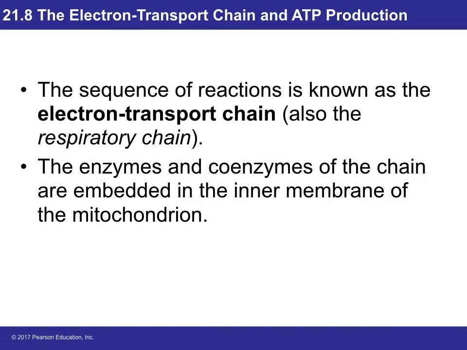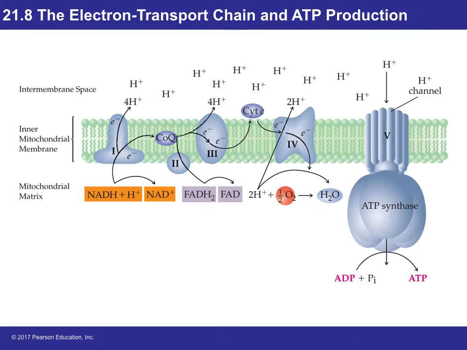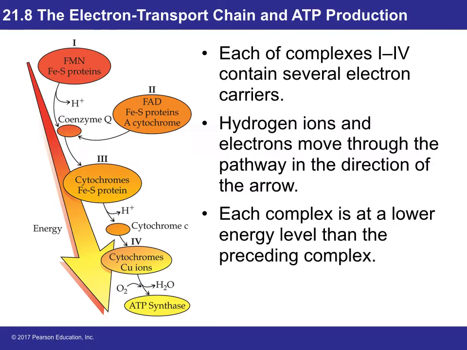Enzyme and coenzyme of the chain are embedded in the inner membrane of the mitochondria. And you should know that they stay in the inner membrane. And it just shows you how complex it is following diffusion. Different complexes, several electron carriers, hydrogen ions, and electrons move through the pathway in the direction of the arrow. You see, they go down a gradient. So each complex is at a lower energy level than the complex preceding it, the one that was right above it.